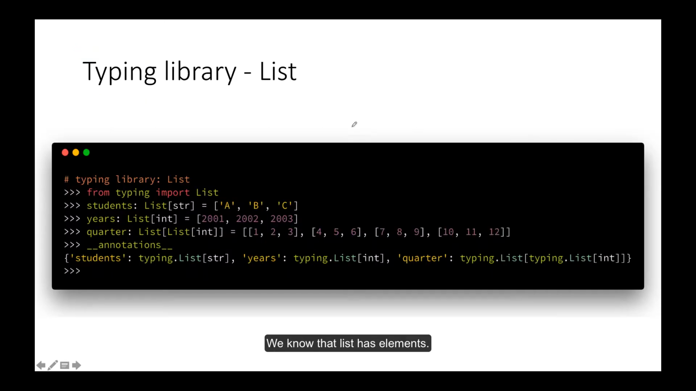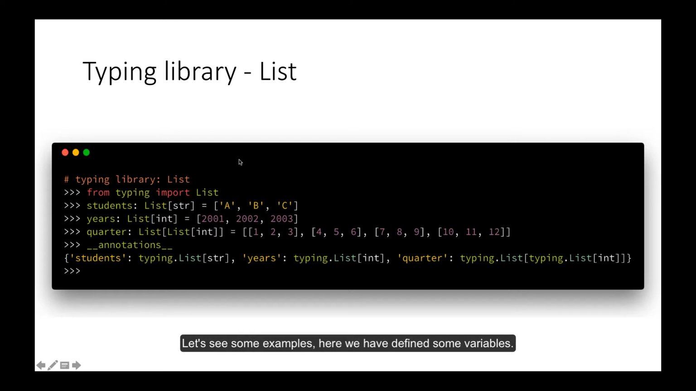We know that a list has elements, so for type annotation, we can point out that the variable is a list, and at the same time, we can point out the element types in the list. For example, it could be string, integer, or even a list of strings or integers.